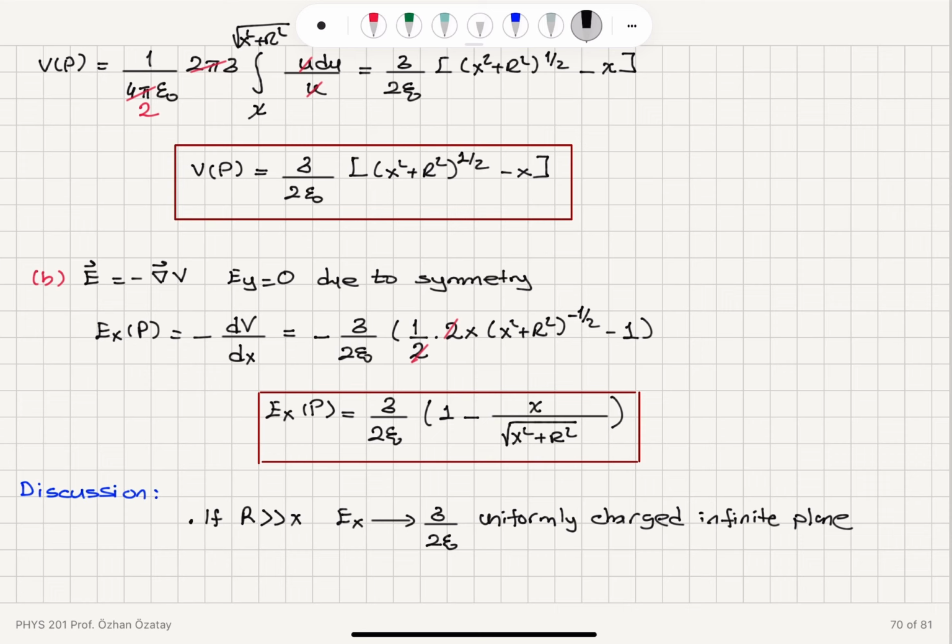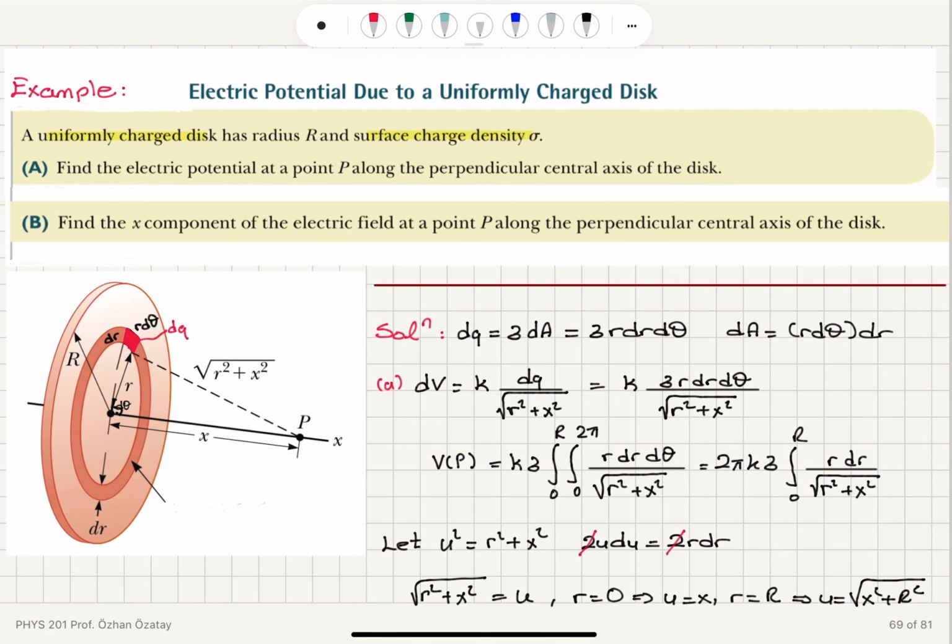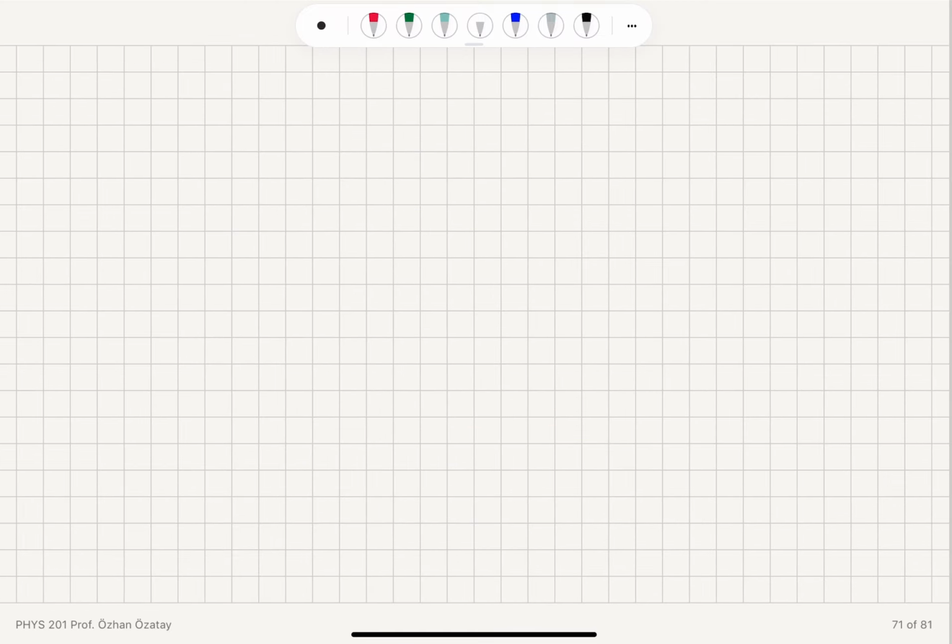Now I want to look at another limit where x is much greater than R, so that I'm at a very far distance from this charge. So what do you expect? At a very far distance, this disk will turn into a point charge. So I expect that the electric field will be the one due to a point charge. So let's see if that happens. In the other limit, when x is much greater than capital R, the electric field x component, sigma over 2 epsilon 0, let's rewrite it in this form.